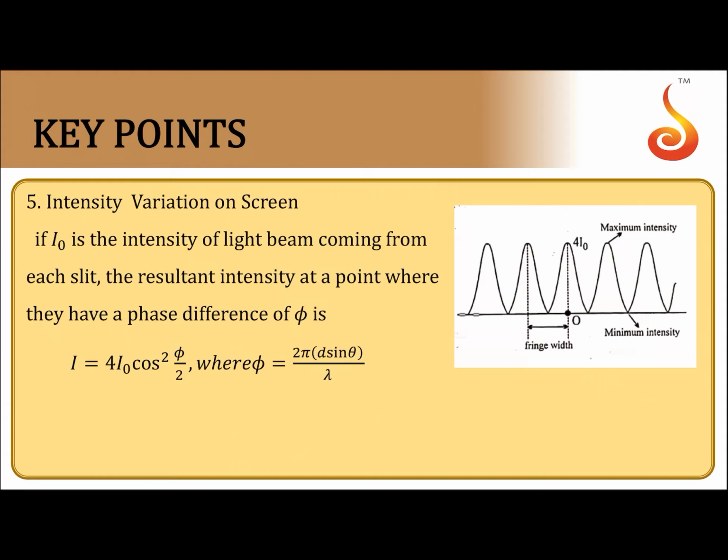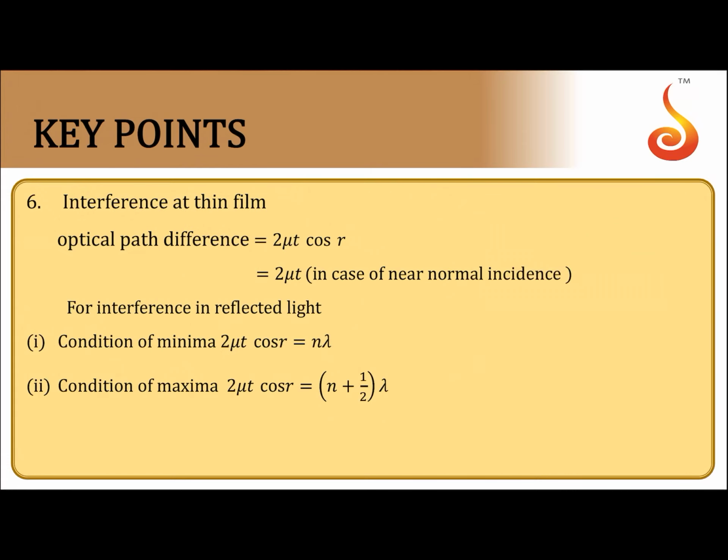In case of interference, we can say that it is just a redistribution of the energy of the light, and the intensity at any phase difference phi may be given by this formula. In Young's double slit experiment, to make the pattern visible, we keep the intensities of the two interfering waves equal. Here it is taken equal to I naught.